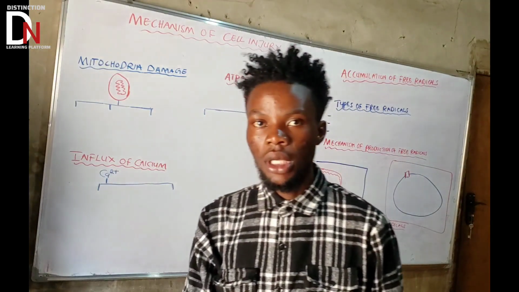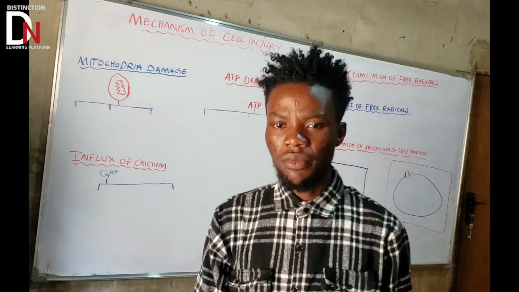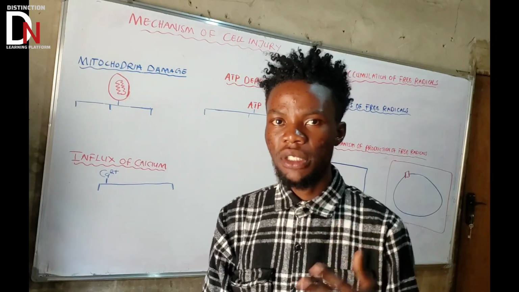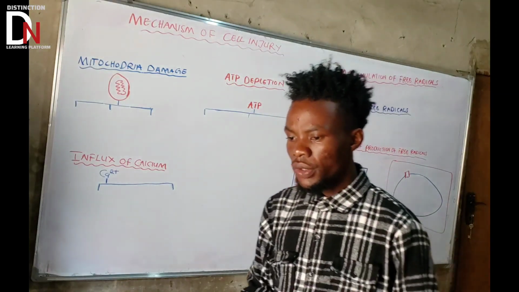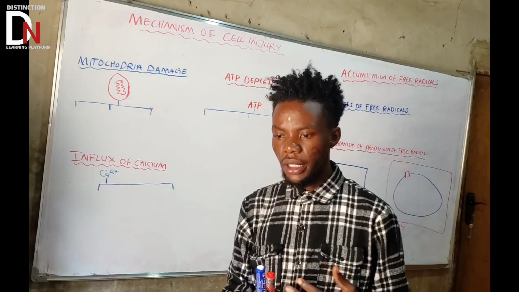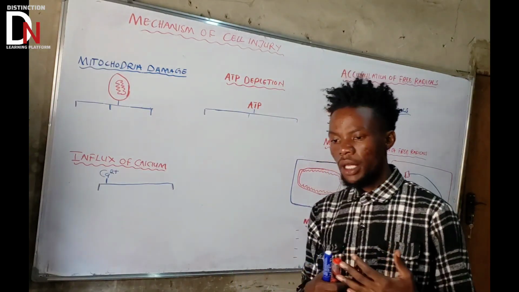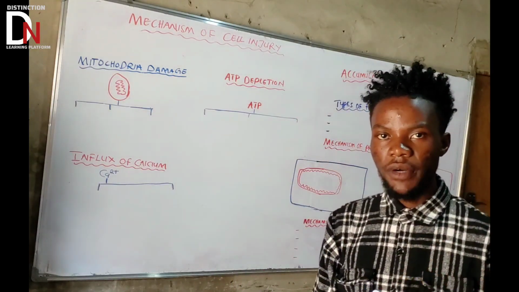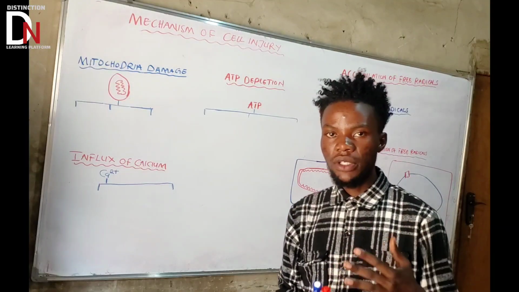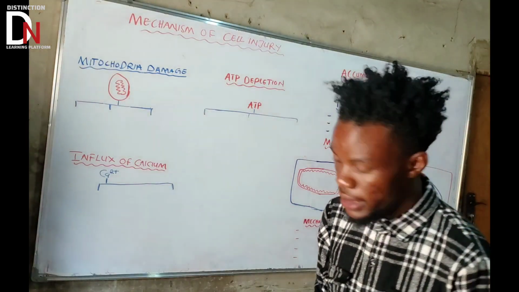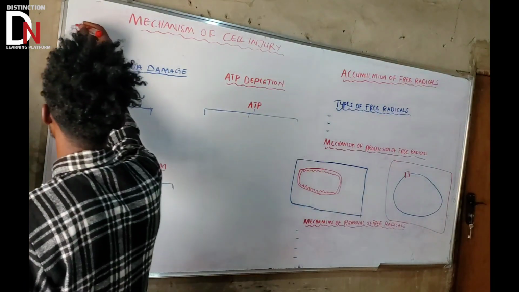Before we go to mitochondrial damage, influx of calcium, and the other mechanisms of cell injury, let us talk about the principles of cell injury. So what are the principles of cell injury? It has come to the understanding that it depends on various factors. What are those factors? The first one is the type of stimuli that is there.